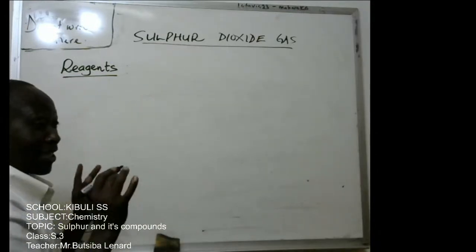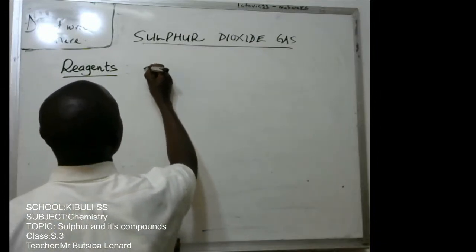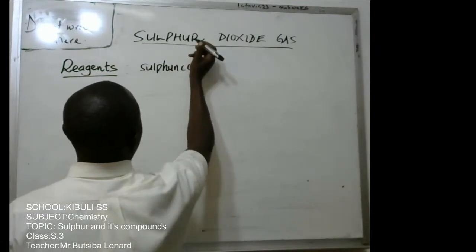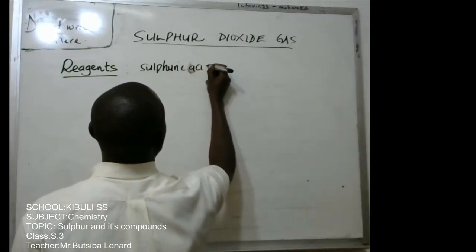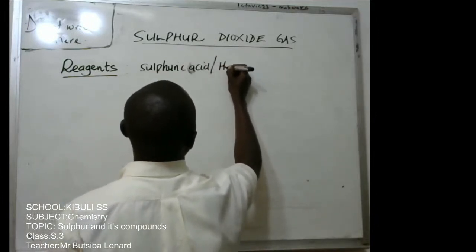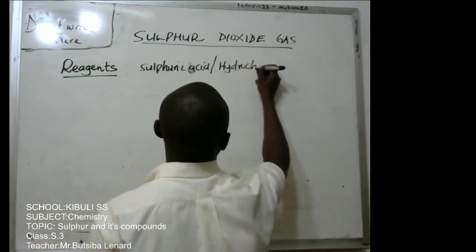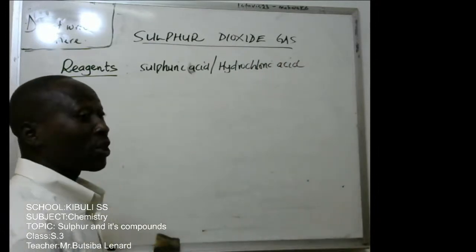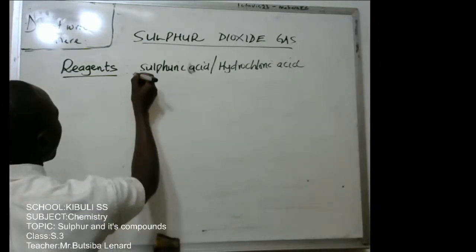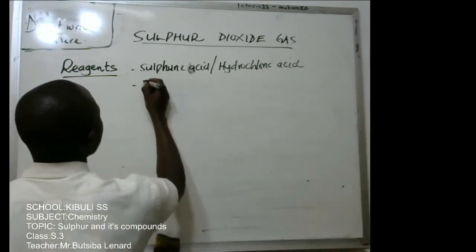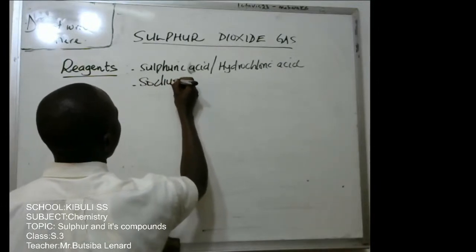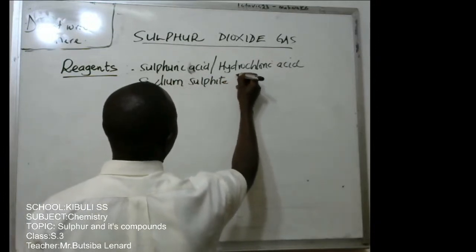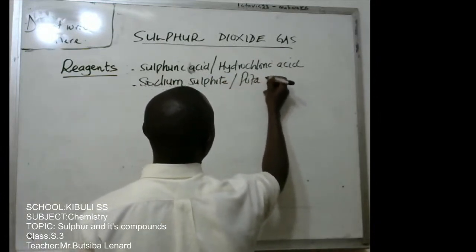We shall have reagents first. Somebody has mentioned sulfuric acid. I accept. If not sulfuric acid, it can be hydrochloric acid. And we shall see of the two which one is better. We need a compound called sodium sulfite. You can also use potassium sulfite.